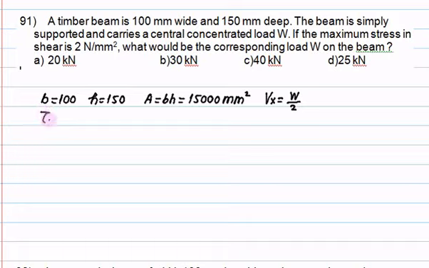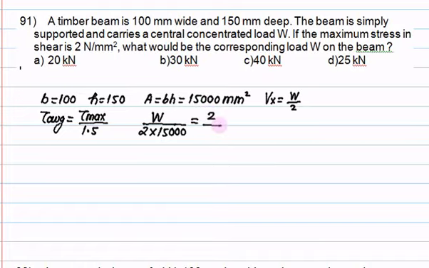So we'll calculate tau average. Tau average is tau max divided by 1.5. Tau average is equal to W divided by 2 divided by area. Tau max is given as tau 2 and the value is 1.5. So just multiply and calculate W. The maximum value of shear force comes out to be 40. Remember one thing, if you take the maximum shear stress as W, your answer will be what? 80? Answer will be 80.